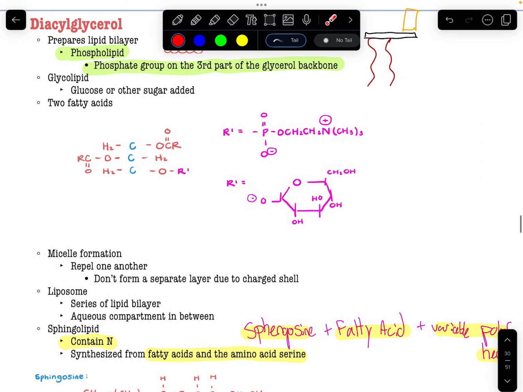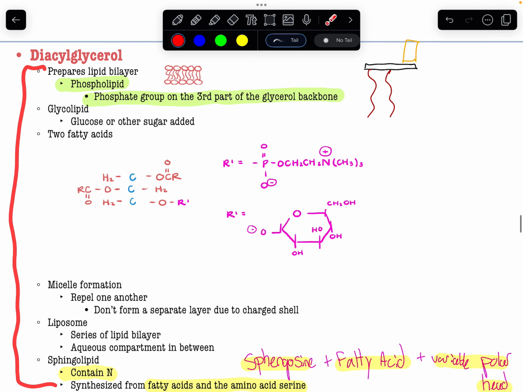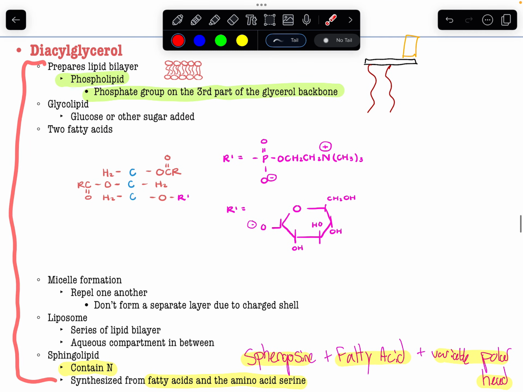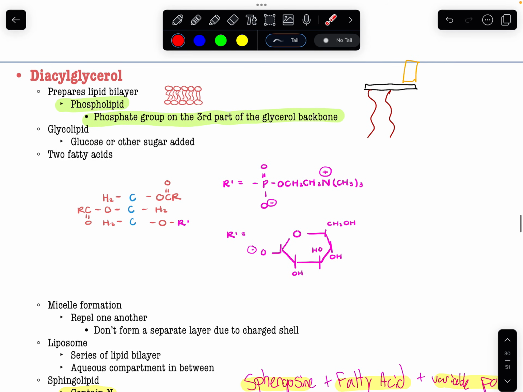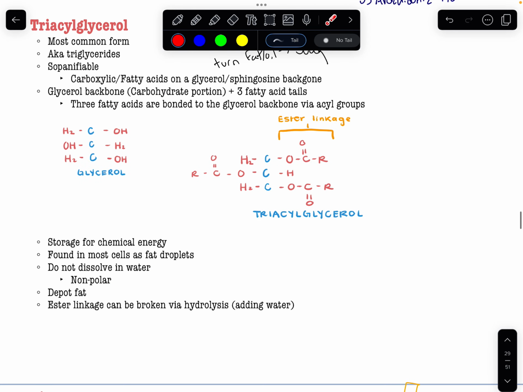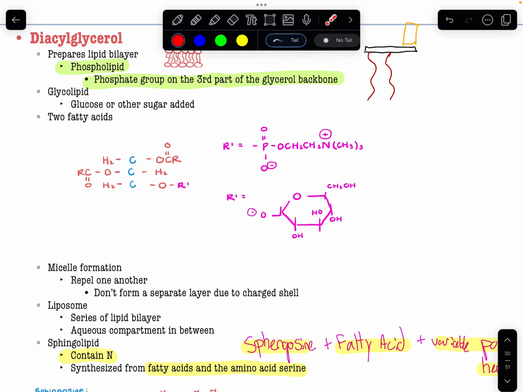All of these things I just talked about in this category, just understand that they go with diglycerols. And then triglycerols up here is just more fat tissue. Just make sure you are able to understand if he throws out, oh, talking about a phospholipid, I want you to make that connection that it is a diglycerol.